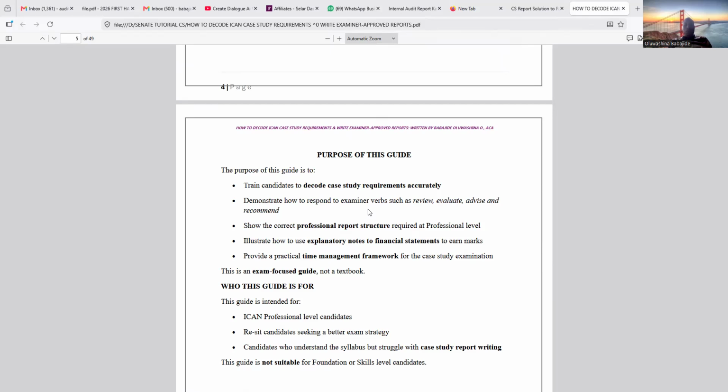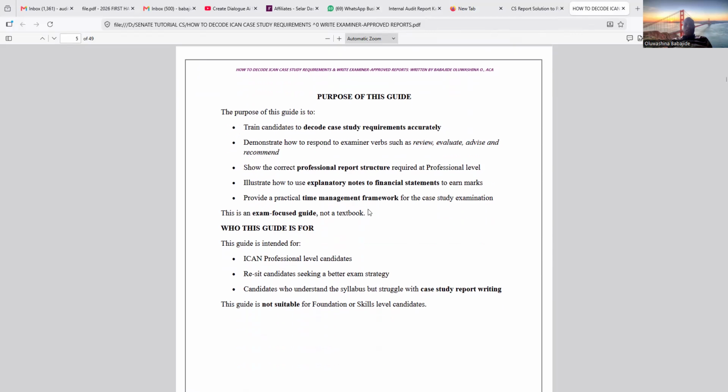It covers the correct professional report structure required at the professional level. It illustrates how to use explanatory notes to the financial statements to enhance marks. It also provides a practical time management framework for the case study examination, so I put some things there to help you manage your time and come out in flying colours. This is an exam-focused guide, not a textbook.